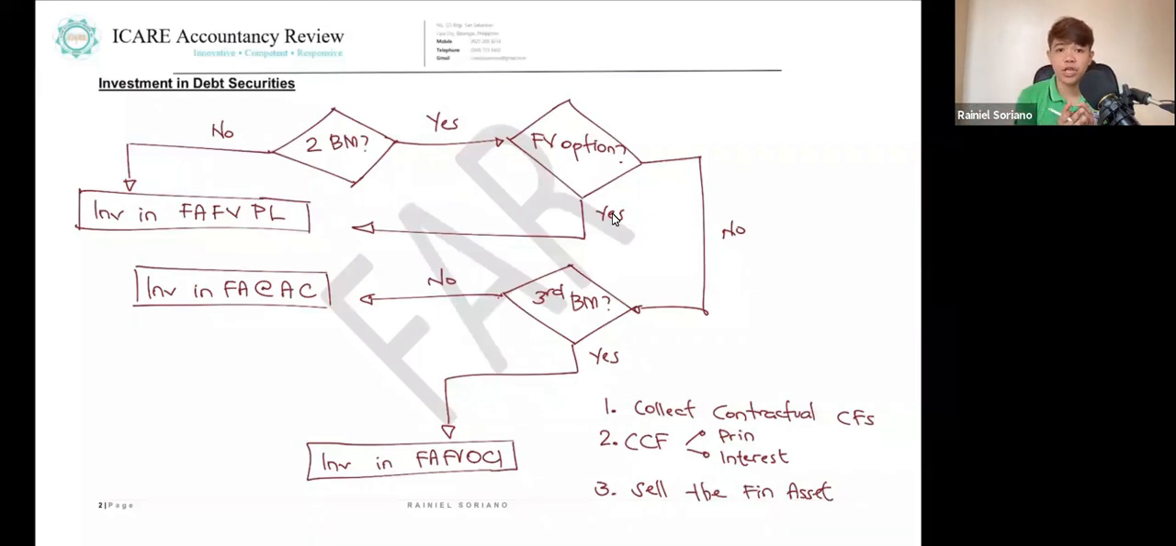If our business model is not just the collection of contractual cash flow, but also by selling the financial asset, see to it that we cannot use the amortized cost classification. So this time, what will be our classification? Our classification now will be FVOCI. So ngayon pa lang, inuulit-ulit ko, hindi po tayo always naka-amortized cost. There are 3 possible classifications here.